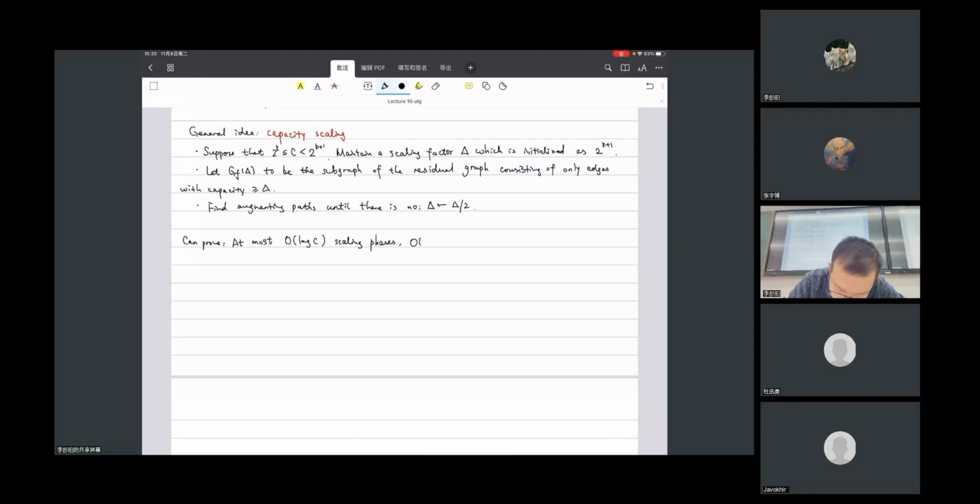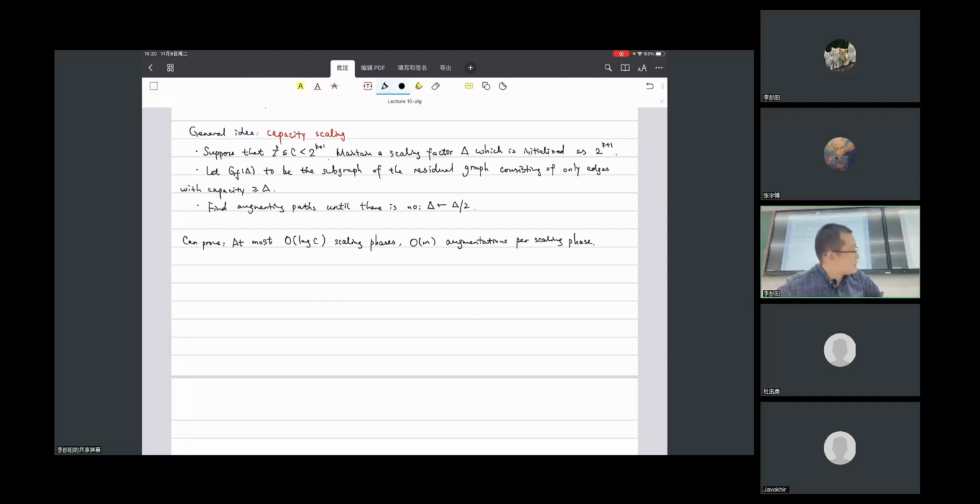And actually O of M augmentation per scaling phase. By a scaling phase, it just means that we have not reached this part where we make this delta smaller. And actually, for each fixed delta here, we are going to run O of M corresponding augmentations.